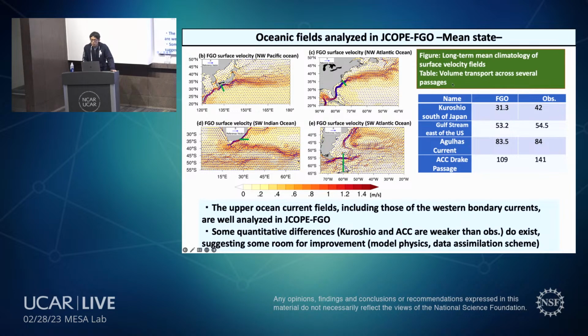And we also compare the volume transport of JCOPE-FGO across several major passages. We found that the estimated values reasonably agree with other direct estimates from observation, while some quantitative biases do exist, especially for the weaker Kuroshio and weaker Antarctic Circumpolar Current. So these results suggest that although this product is skillful at representing surface circulation, there may be some room for further improvement, such as the model physics or data assimilation scheme.